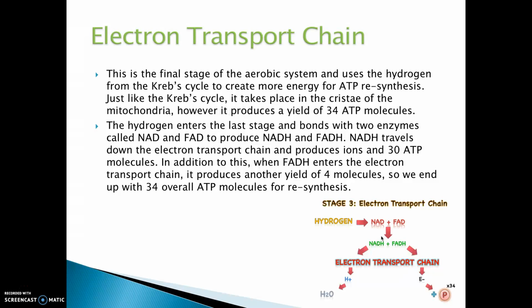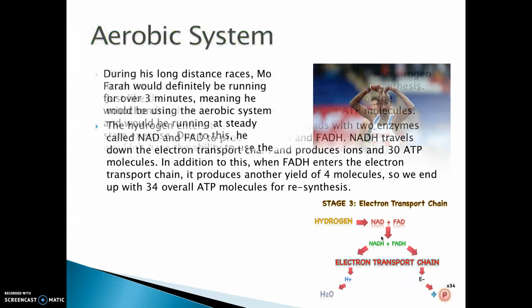So the hydrogen enters the last stage and bonds with 2 enzymes called NAD and FAD to produce NADH and FADH. NADH travels down the electron transport chain and produces ions and 30 ATP molecules. In addition to this, when FADH enters the electron transport chain, it produces another yield of 4 more molecules, and therefore we end up with 34 overall ATP molecules for resynthesis.